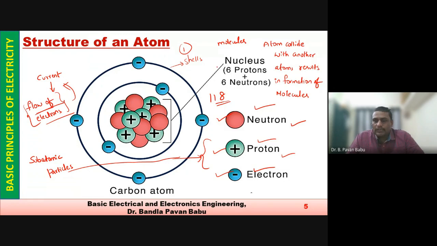The other thing I missed here is the nucleus: 6 protons, 6 neutrons. What is the reason for giving this? This complete shell consists of 6 protons, 6 neutrons, as well as 6 electrons. So this is one complete atom. Like this, a number of atoms will be there. These atoms combine with each other atoms and create molecules. That is the fundamental thing.